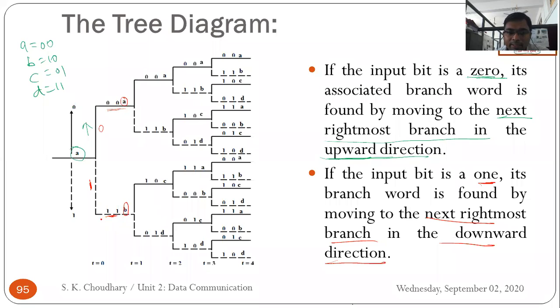So these 2 bits are the representation of the output, and this alphabet is the representation of the next state, and this is the present state. Now this is for the time instant t equal to 0 seconds. Now we have to advance by 1 second, that is t equal to 1 second.